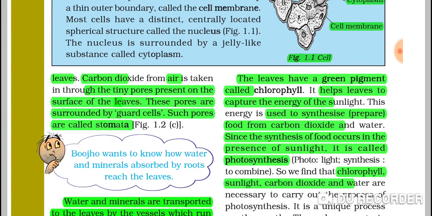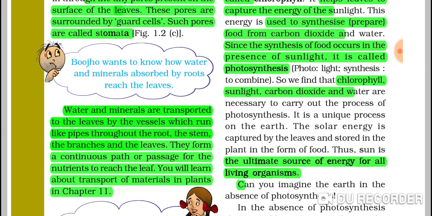Now the carbon dioxide which is present in the atmosphere is taken in by the leaves through tiny pores. These tiny pores are known as the stomata. They are guarded by guard cells. Water and minerals are transported to the leaves by vessels, which are the pipes. As I already told you, the water and minerals absorbed by the roots are sent to the leaves through the pipe-like structure.